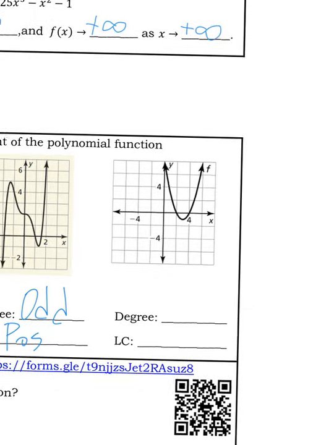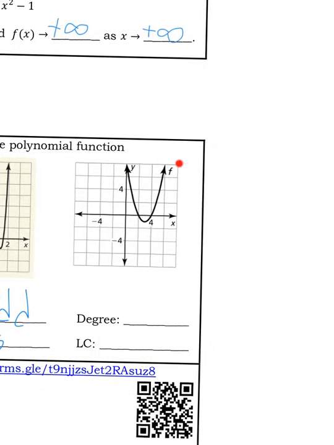All right. So all we're looking at is just the end behavior, so the tails of the graph. So these are both going up. So if they're both going the same direction, the degree must be even. And if they're both going up, it has to be positive. If they're both going down, it'd be negative.